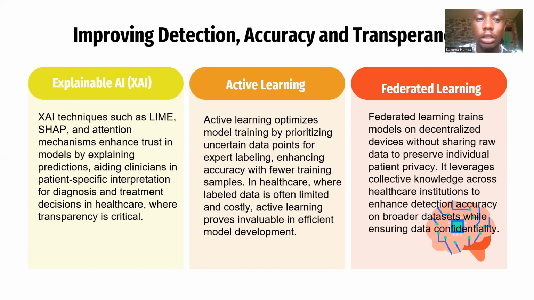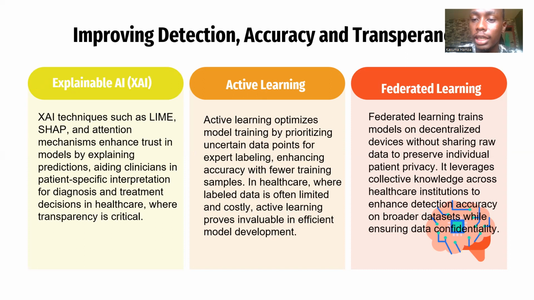There is explainable AI. Explainable AI techniques such as LIME and attention mechanisms enhance trust in models by explaining predictions, aiding clinicians in interpretation for diagnosis and treatment decisions in healthcare. There is active learning. Active learning optimizes model training by prioritizing uncertain data points for expert labeling, enhancing accuracy with fewer training samples. In healthcare, labeled data is often limited and costly. Active learning proves valuable in efficient model development.